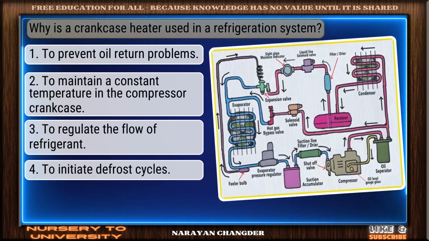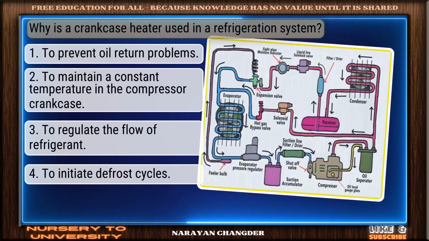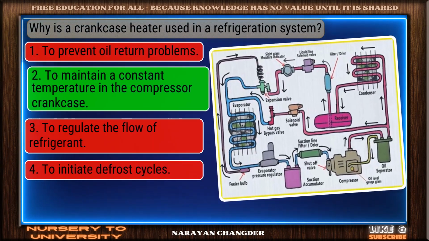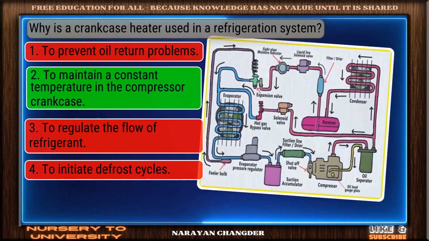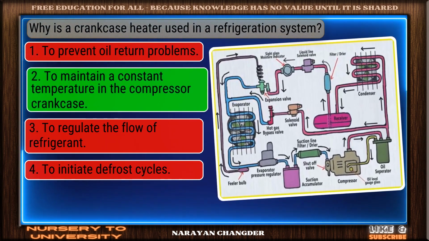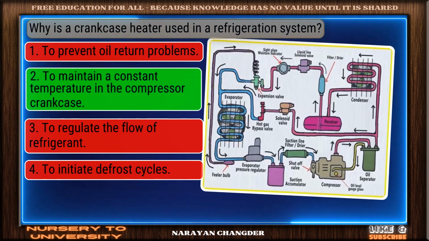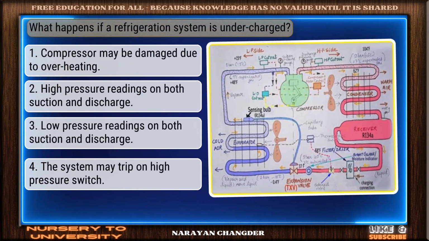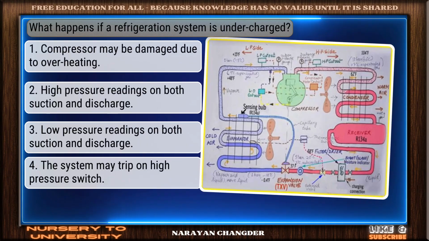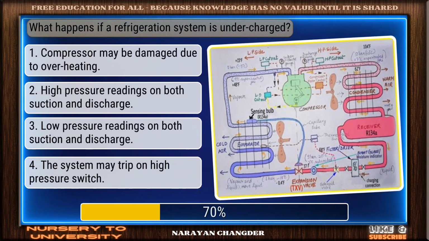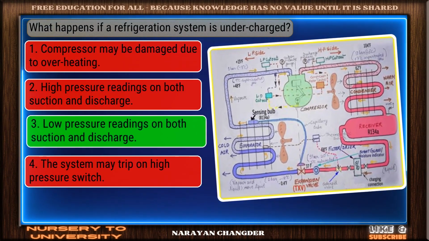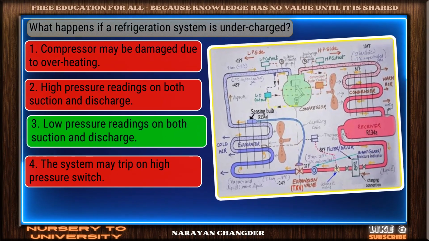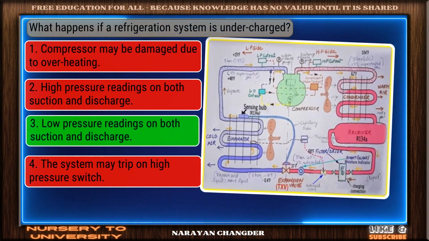Why is a crankcase heater used in a refrigeration system? Great thinking. To maintain a constant temperature in the compressor crankcase is the right choice. What happens if a refrigeration system is undercharged? Right again. Low pressure readings on both suction and discharge is a valid answer.